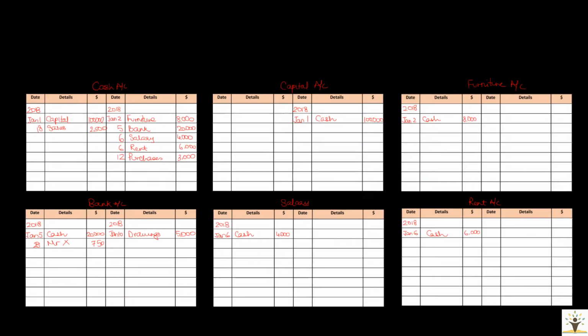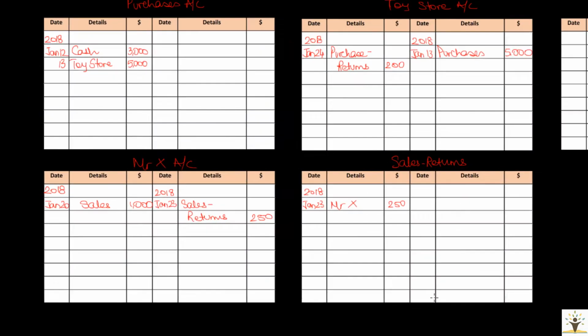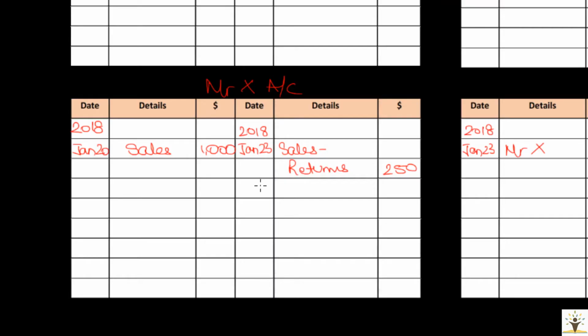Second effect will be recorded in Mr. X account, credit side. Jan 28. Details will be bank account and 750 in the amount column.